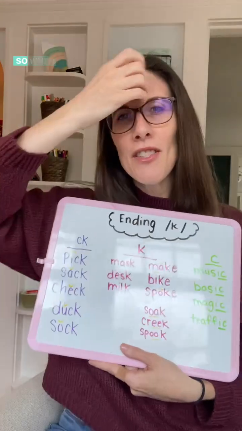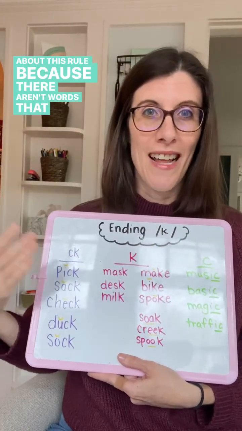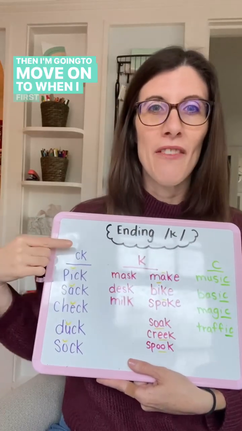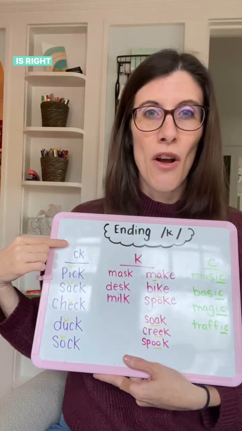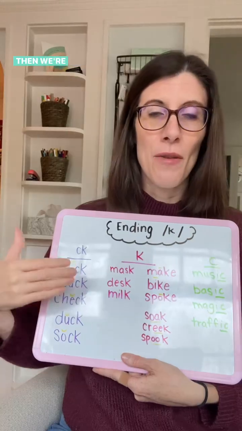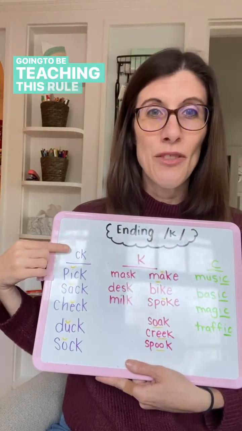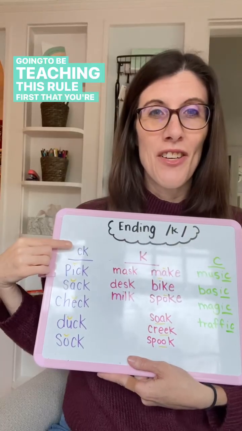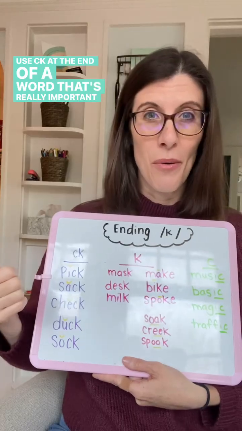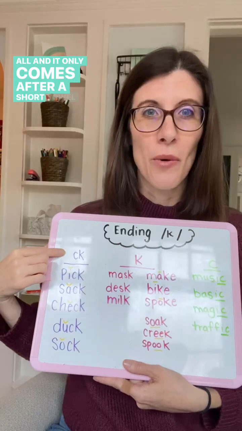Where do we begin? When you're teaching CVC words, you don't have to worry about this rule because there aren't words that end with k. So then I'm going to move on to when I first introduce CK, which is right after CVC. I'm going to start teaching digraphs, and then we're also going to be looking at some blends. I'm going to teach this rule first, that you're only going to use CK at the end of a word. That's really important, first of all. And it only comes after a short vowel.